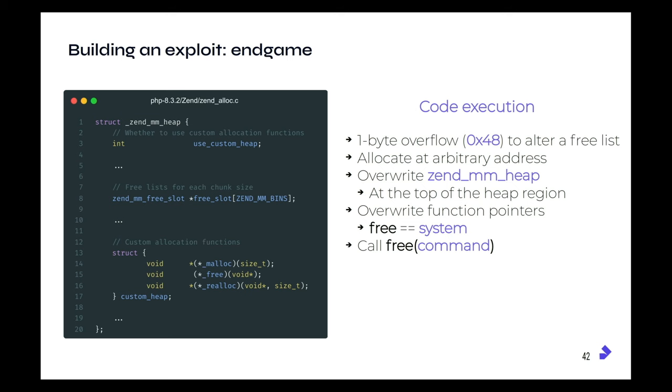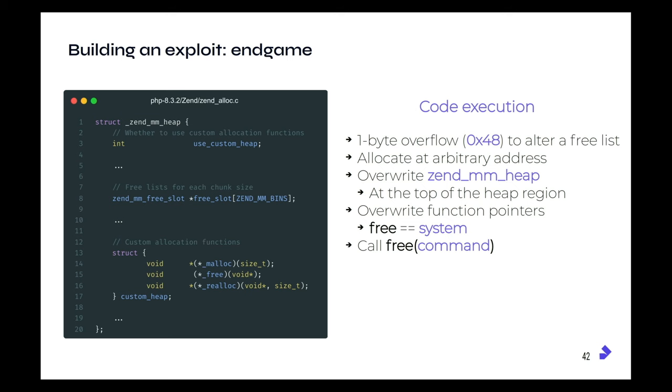But now we have to think about how we can do this. Well, as I've said before, the PHP heap is really easy to find in proc maps, so we have it. And also, at the very top of the PHP heap, there is a zend_mm_heap structure that contains a few things, and also a few alternative heap function pointers.